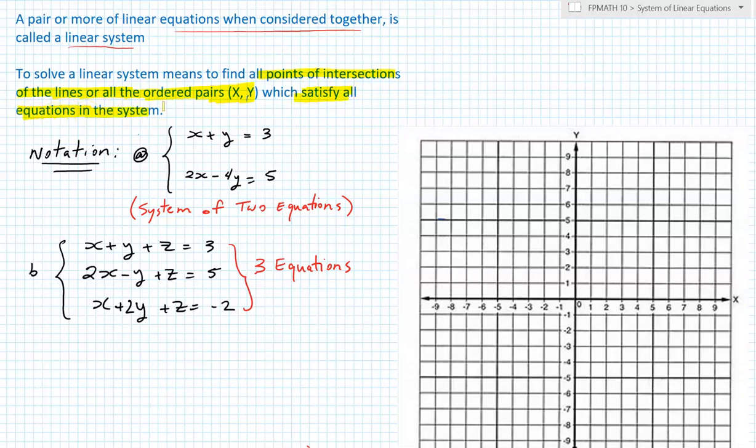So let's look at a couple of examples in terms of notation. What does the system look like? This one that I just wrote down, I randomly chose two lines, two equations. They are linear, and they are written as a line, either in general form or slope-intercept form. It doesn't matter, but they are two lines, and this is called a system of two equations.